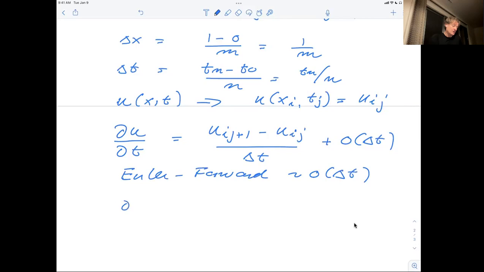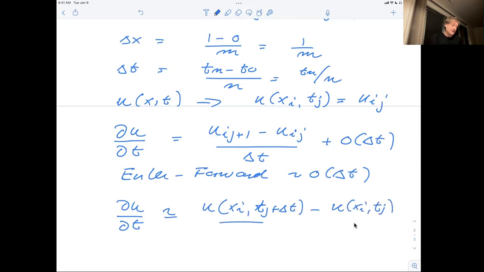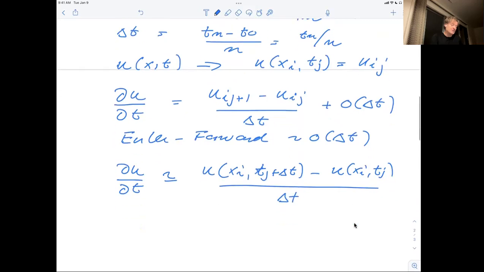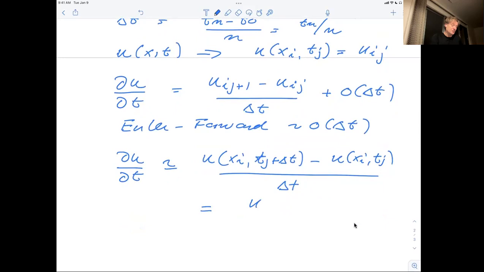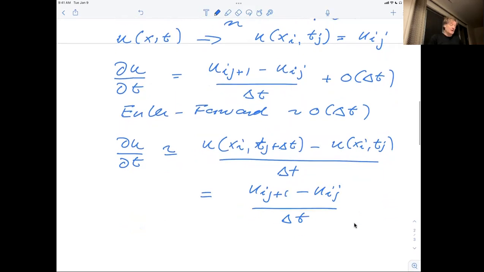So what we are going to do now is to simply replace the u dt. So we replace it, and this is actually u of x of i, and then we would have a tj plus a delta t, minus u of x of i of tj, divided by delta t. And that's what we would typically rewrite as u of i of j plus 1 minus u of ij, divided by delta t. Now, if you're dealing with more spatial dimensions, we get more indices in these quantities u.